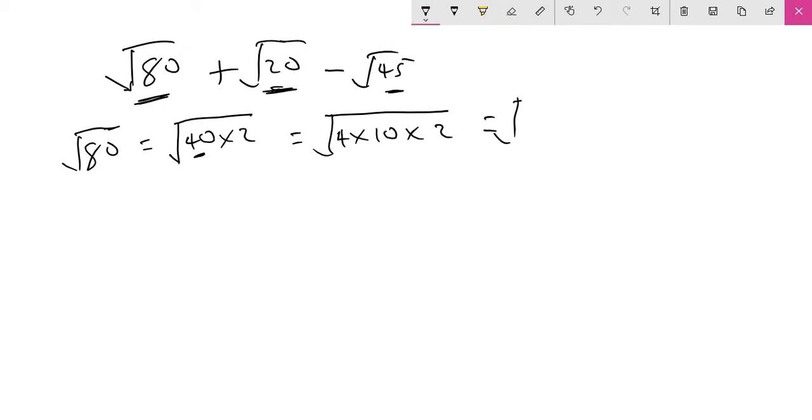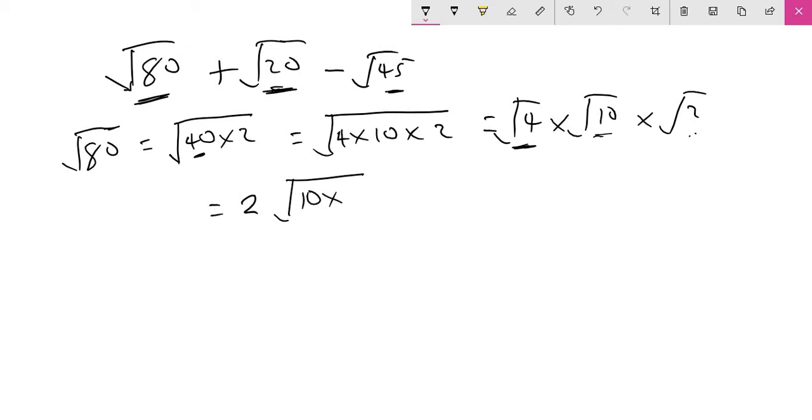So this is equal to root 4 times root 10 times root 2. This is a perfect square, so this gives 2. And root 10, we can't do anything about it, and neither can we do anything to that. So we multiply them out. So root 10 times root 2 is equal to 10 times 2, like so. And this gives 2 root 20. But within root 20, we can get another perfect square, can't we? So we further break that down.